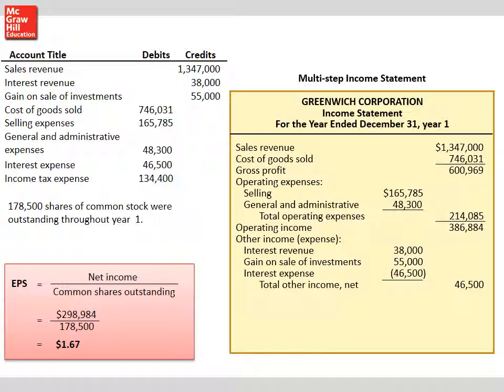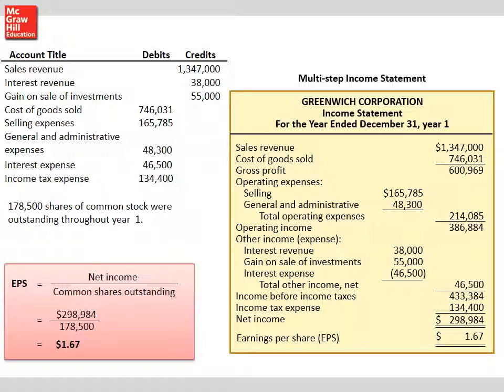So once we net those, we get our total other income, since the revenue or gains added together are greater than the expense amount. That is then added to get income before income taxes. We then subtract our income tax expense to get net income, which will be the same amount. We find earnings per share the same exact way, net income over the common shares outstanding, and report it after net income. So this is a very basic multi-step income statement.